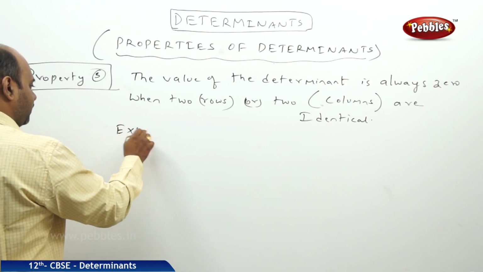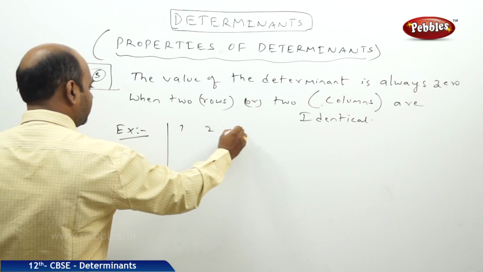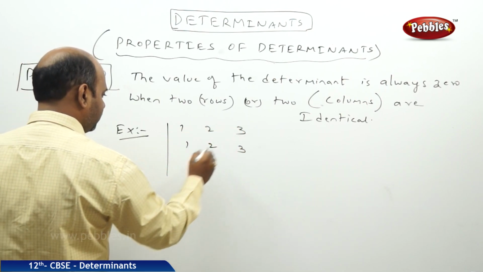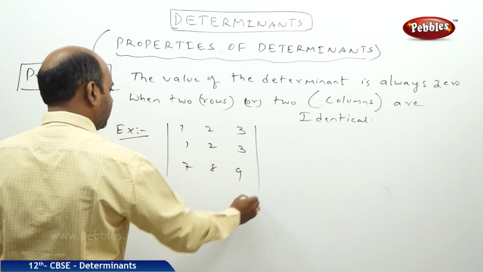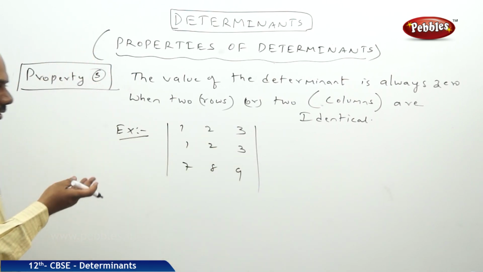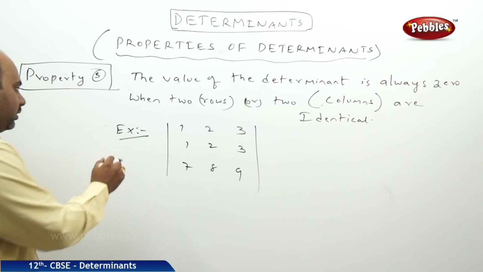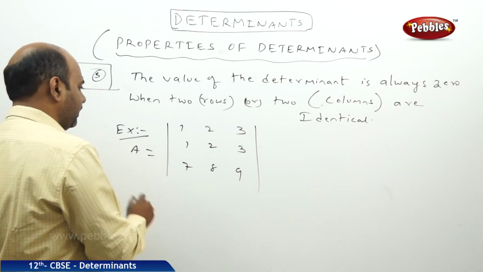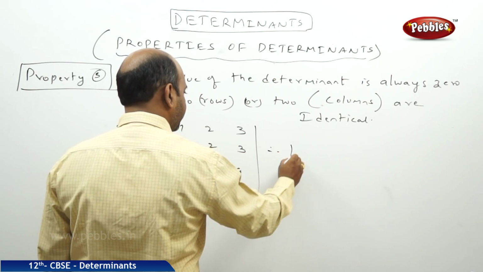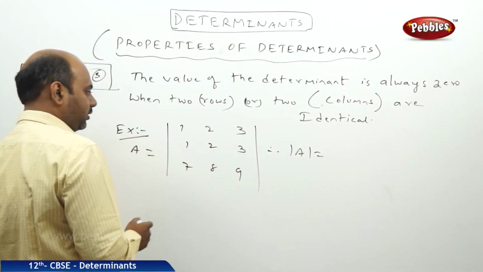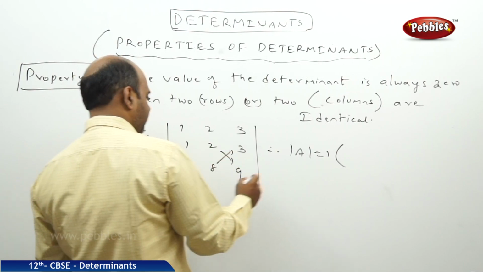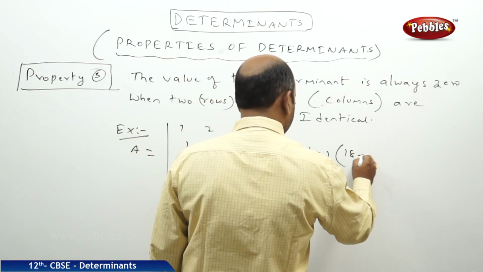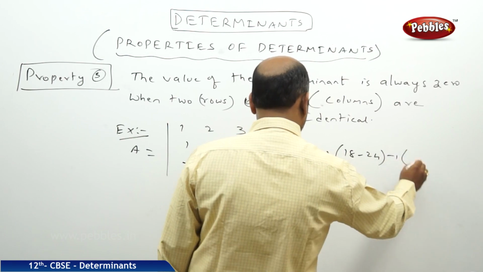An example also I will give. Suppose 1, 2, 3 and here also I take 1, 2, 3 and here we put 7, 8, 9. Whenever you find this kind of determinant, I can blindly tell the value is 0. If I call this capital A, I will also check: determinant of A is equal to 1 into its minor. That means 18 minus 24.